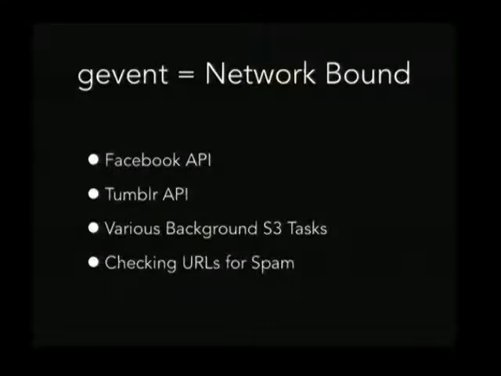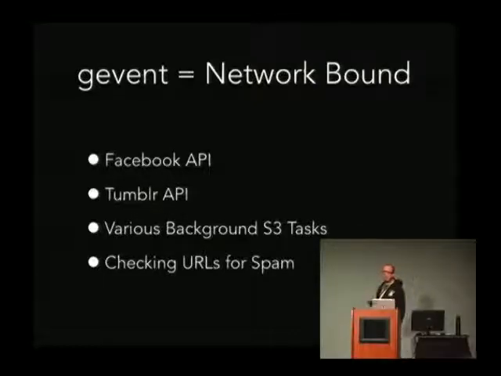gevent, we use it for anything network bound. Facebook API, Tumblr API, background S3 tasks. When we want to go get a URL for spam, anything where we're spending a lot of time on the network and not a lot of time on processing.